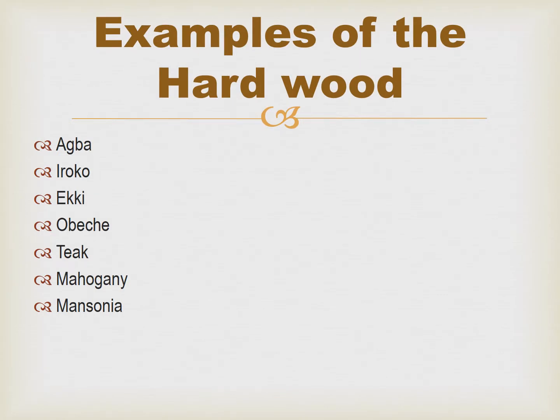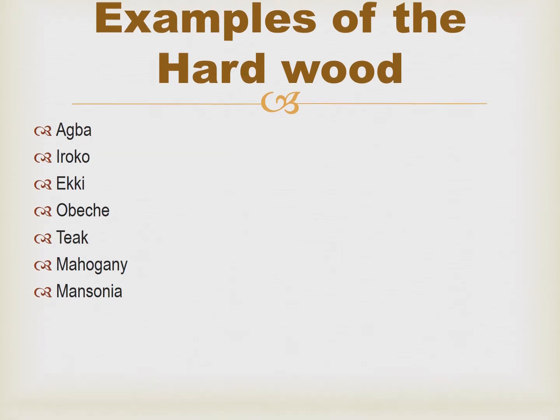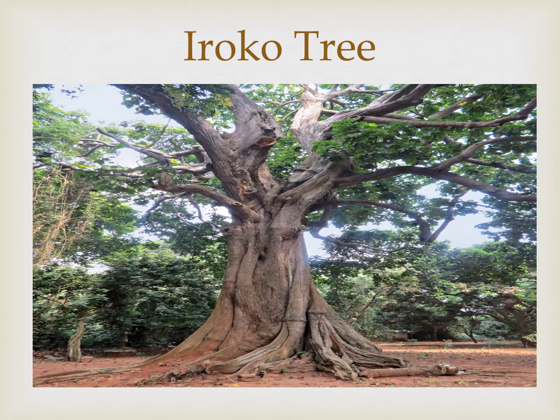Now examples of hardwood. We have agba, iroko, eki, obeche, teak, mahogany, mansonia, although the examples are not limited to this. Now this is just an example, one of the examples we mentioned. So this is an iroko tree, and it is one of the examples of hardwood. There is an adage that usually say is tall like iroko tree. Iroko trees are usually very tall, so this is an iroko tree, one of the examples of hardwood that we mentioned earlier.